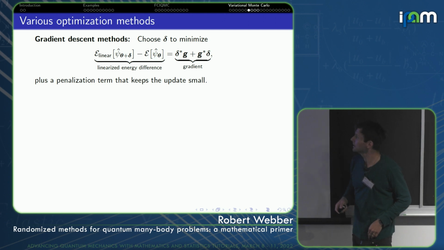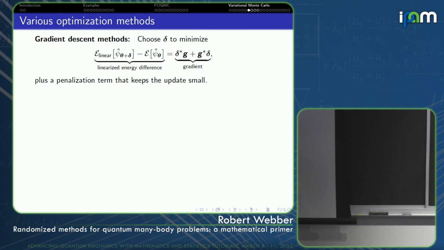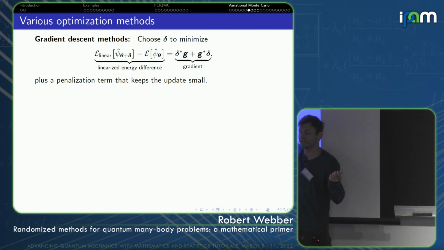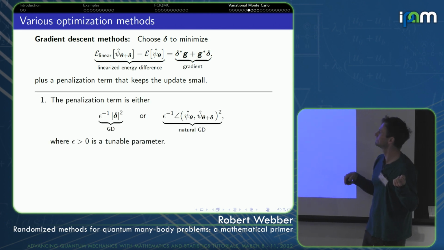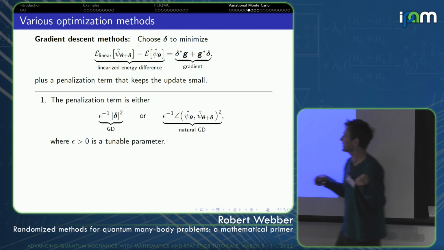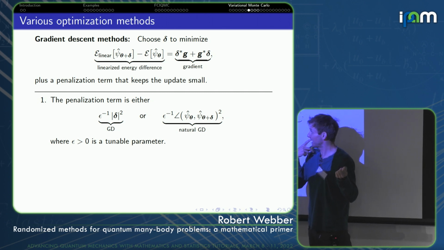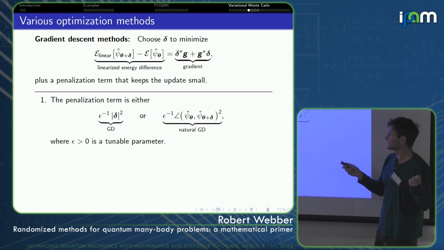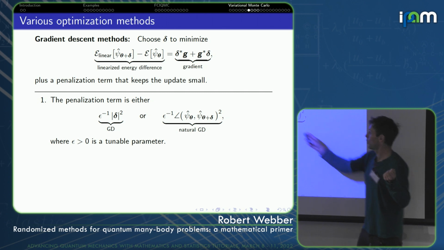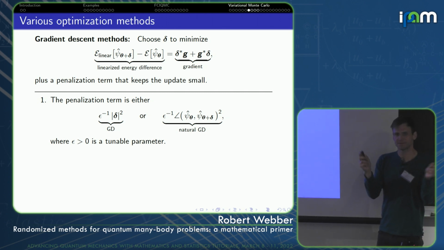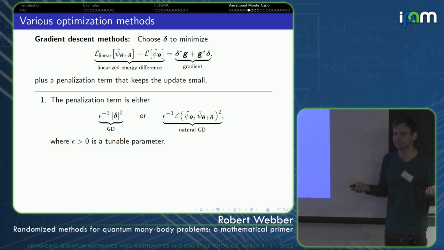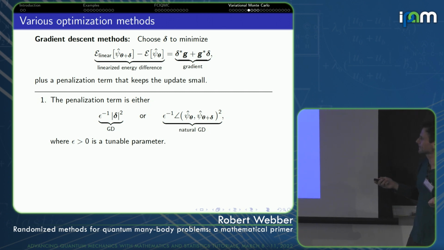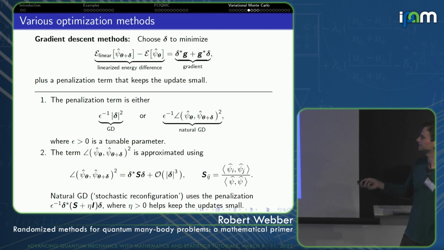Gradient descent is a really easy idea. You linearize the energy difference, you get out the gradient terms, and you have a penalization term that keeps the updates small. Penalization can either be the squared magnitude of delta times the step size epsilon raised to the -1, or it can be the squared angle between wave functions, and this way is way more parameter free. It's really taking advantage of the curvature of the space. Epsilon is a tunable step size parameter.